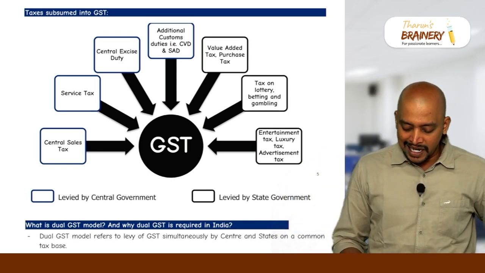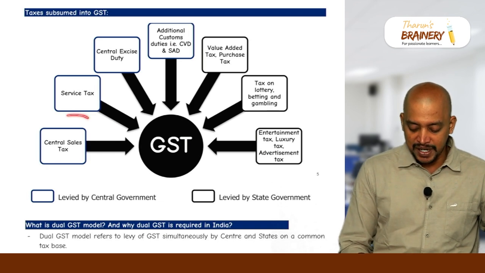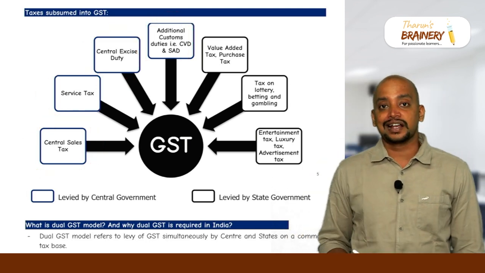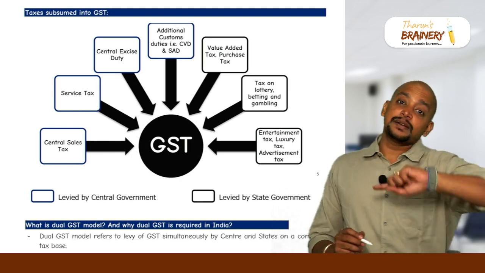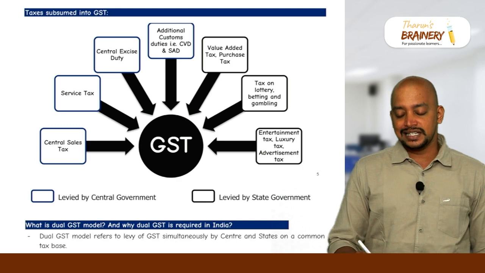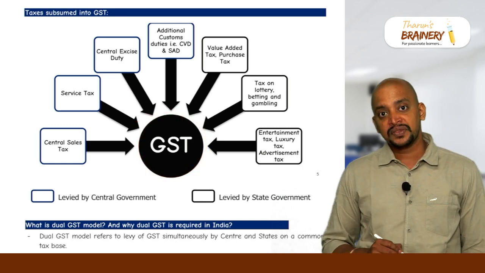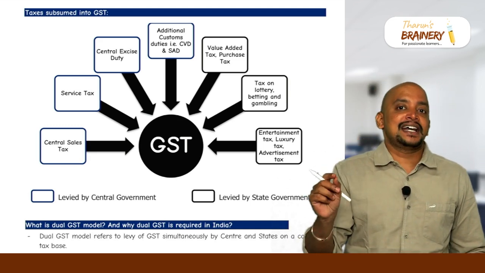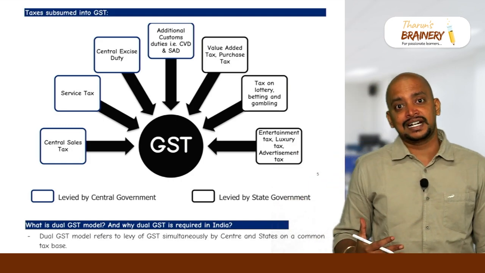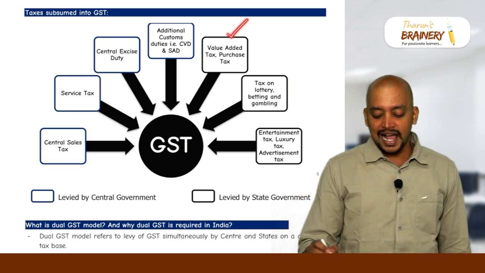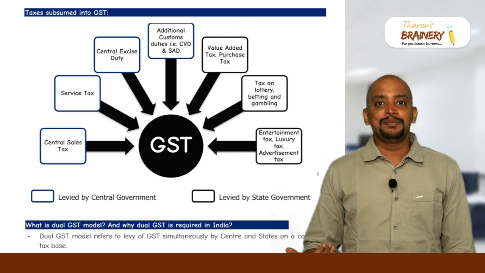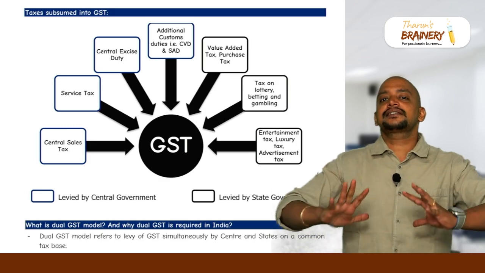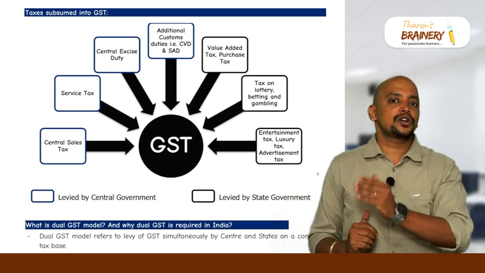So all indirect taxes levied by central government in the past. What are the indirect taxes levied by central government in the past? So excise duty, service tax, sales tax. So all indirect taxes levied by central government in the past except customs duty, but including CVD and SAD, got subsumed into GST. Then what about state government indirect taxes? Specified indirect taxes levied by the state government. What were the specified indirect taxes? Total 6. That is value added tax, purchase tax, tax on lottery, betting, gambling, entertainment tax, luxury tax, and advertisement tax. These 6 indirect taxes levied by state government in the past got subsumed into GST.